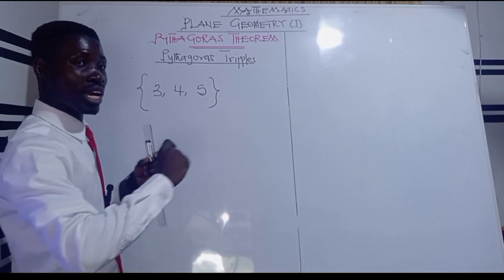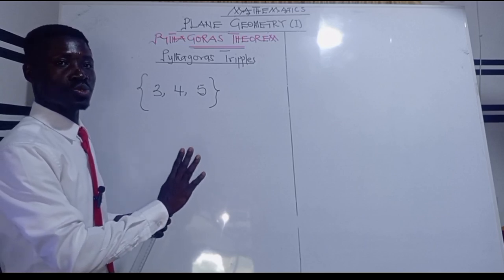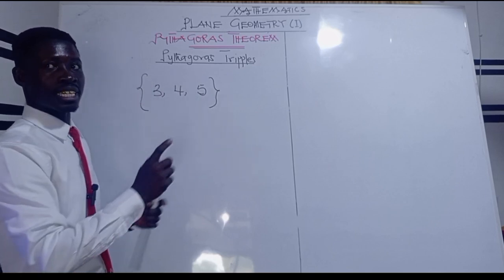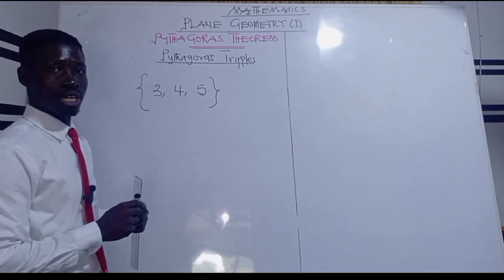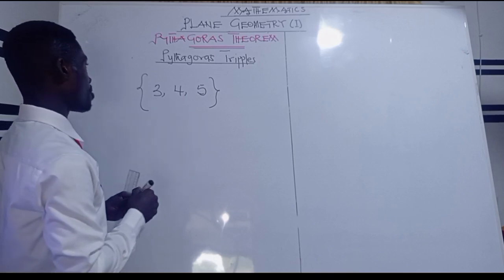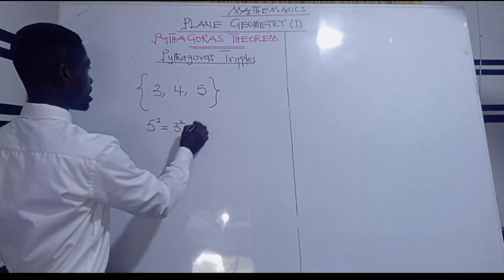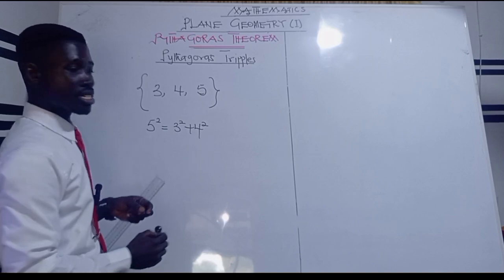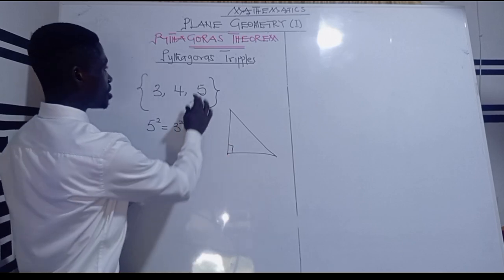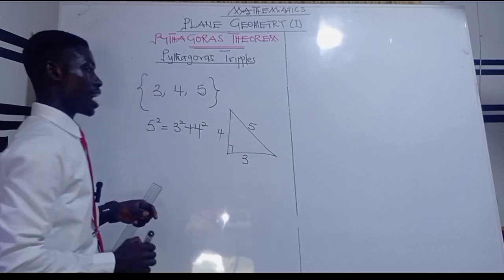So looking at this, the longest side is always the highest number. For that one, it's clear. The longest side is always the highest number, and then the 2 smaller numbers are the other 2 sides. So looking at this, the longest side is the 5, and then the other 2 sides are the 2 smaller numbers. So if we are to write this with respect to the Pythagoras theorem, we are going to get 5 squared is equal to 3 squared plus 4 squared. Or if we are to draw the right angle triangle, we are going to get the 5 on the hypotenuse and then the 3 and 4 on the other 2 sides.